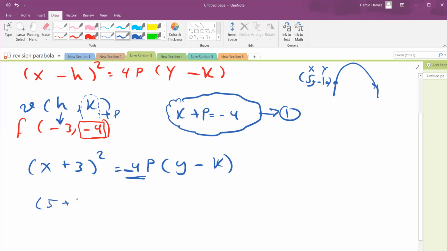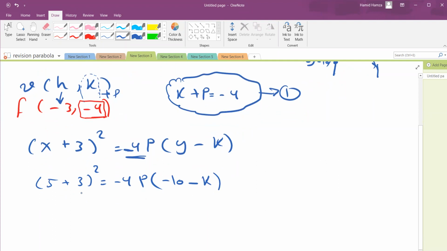5 plus 3 power 2 equals -4p, y is -10 minus k. Let's find the value. It will be 64. 8 power 2, 64 directly.